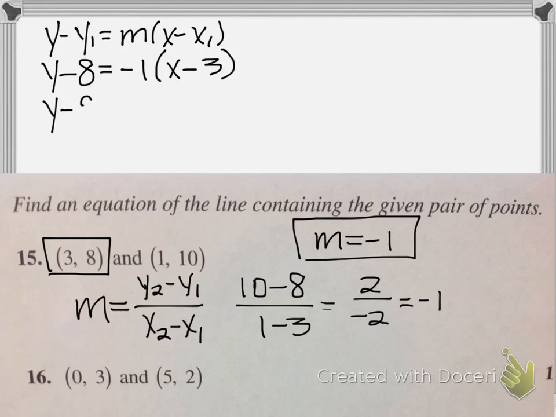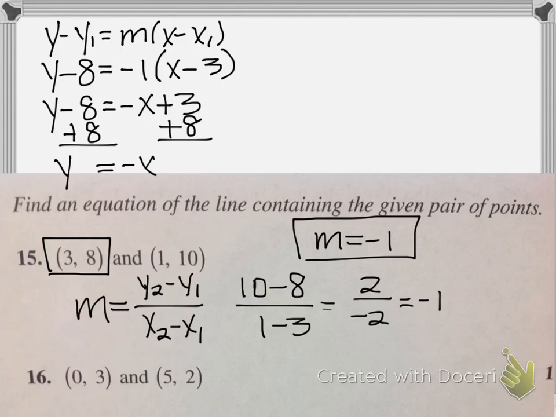So distribute my negative 1, that gives me negative x plus 3. Move my minus 8, and that gives me y equals negative x plus 11. So there is my new equation that goes through both of these points, 3, 8, and 1, 10, and has a slope of negative 1.